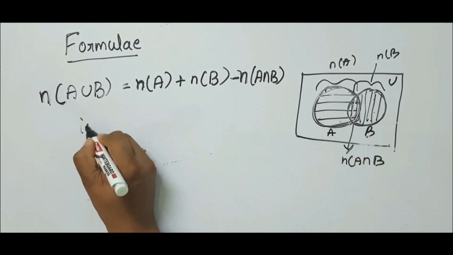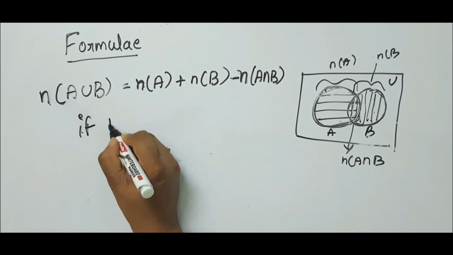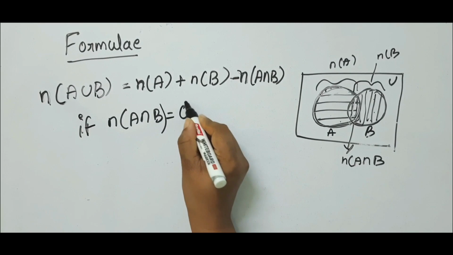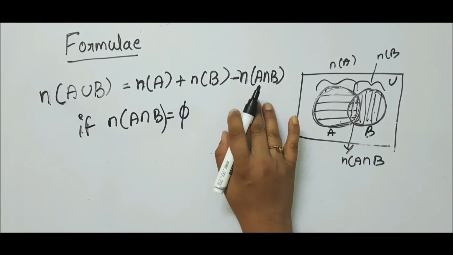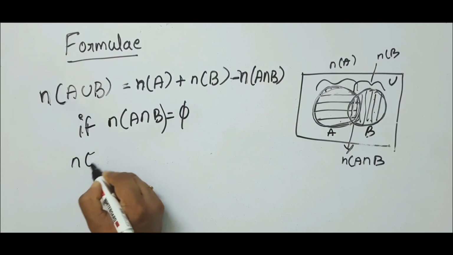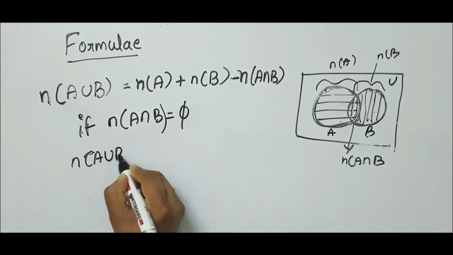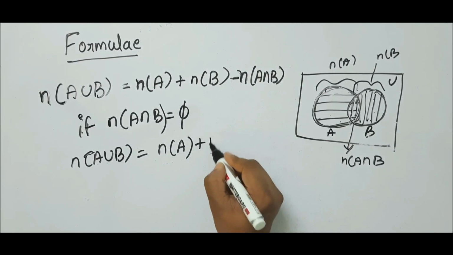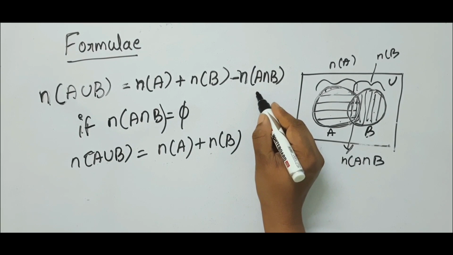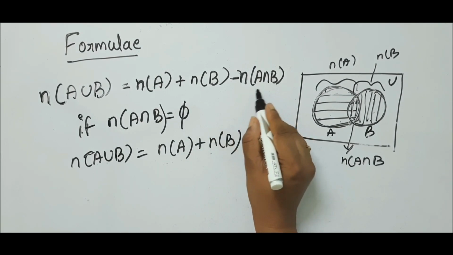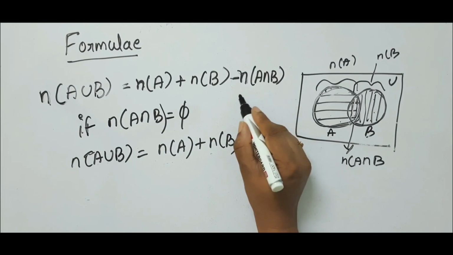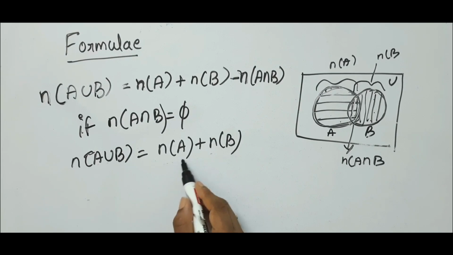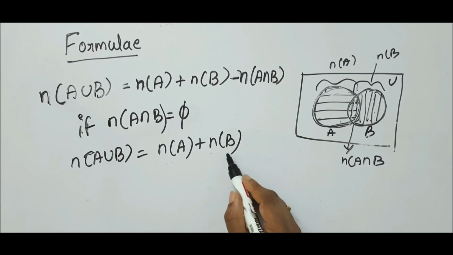So if the intersection is empty, suppose the number of elements of A intersection B is 0, that is, there are no common elements in set A and set B. The number of elements of A union B will be number of elements of A plus number of elements of B, and this part becomes 0. Is it not? Empty means 0. So the number of elements of A intersection B will be 0. So this goes off. So 0 plus anything will be the same. So it is number of elements of A plus number of elements of B.